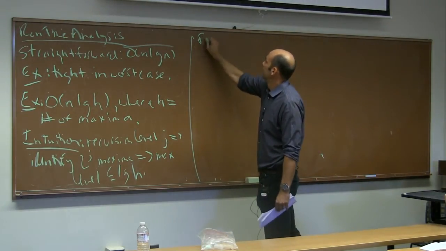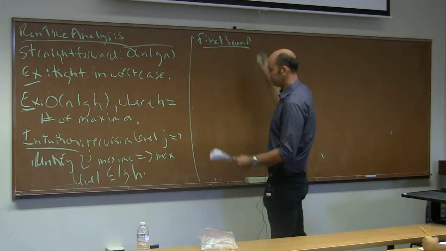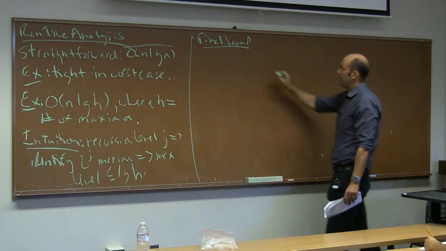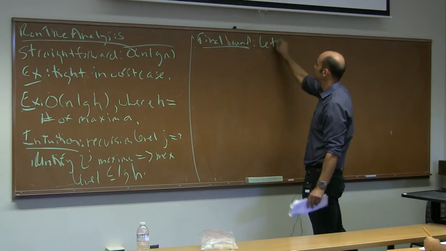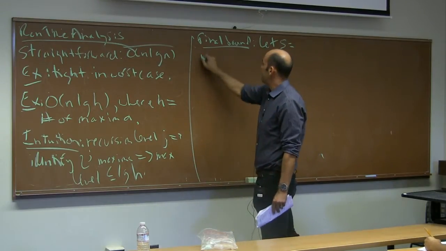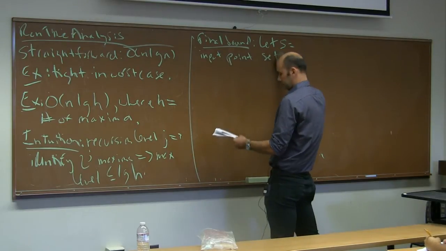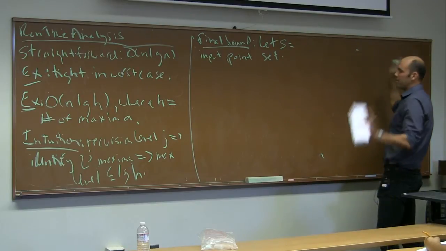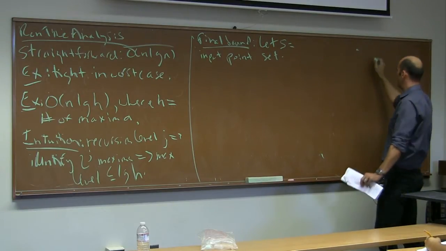So, the final bound, the still more refined bound. Like I said, this actually takes a little bit of work even to state, but it'll be intuitive once we think about it a little bit. So consider an input point set. And again, remember, this is just a thought experiment. This is not the algorithm. We're just trying to analyze the algorithm.